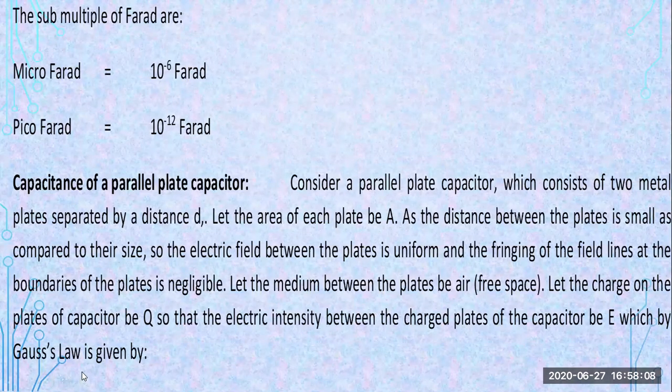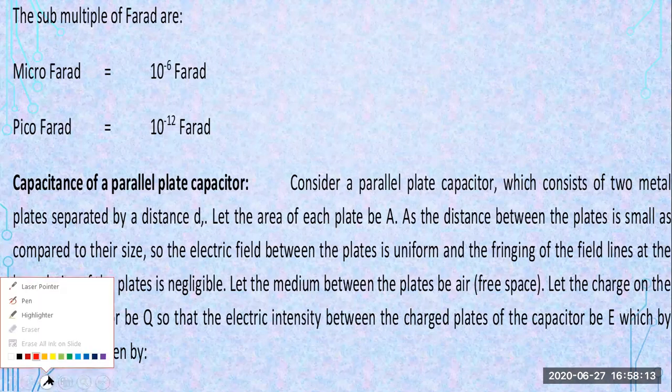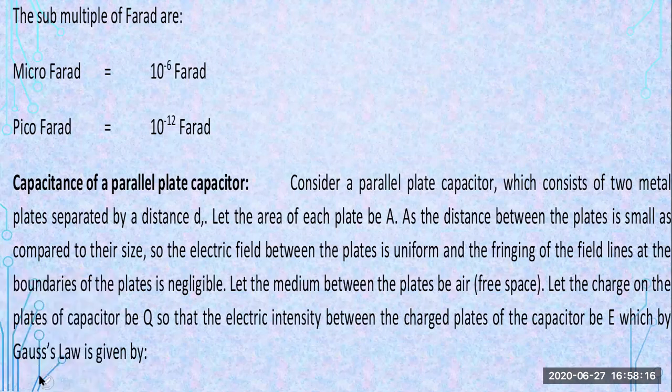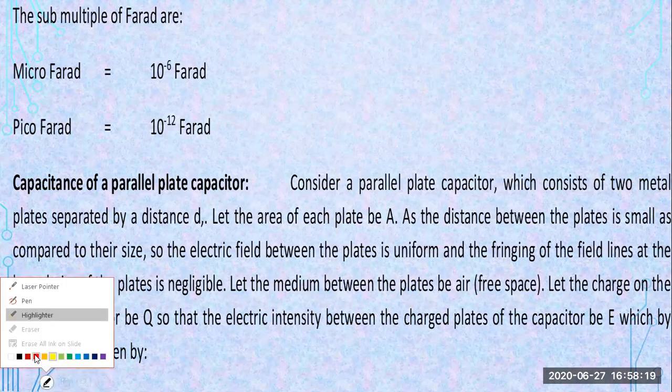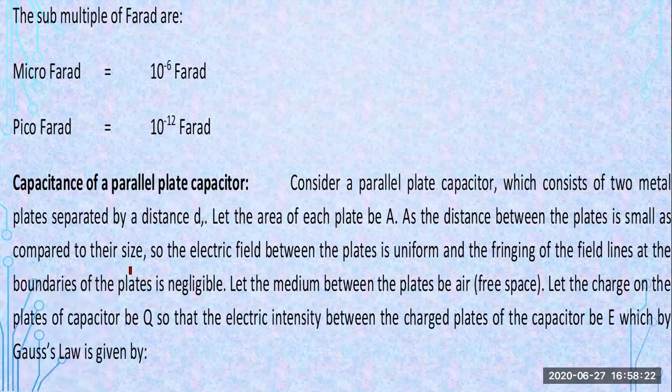Now, today's topic is the capacitance of a parallel plate capacitor. If you look at a parallel plate capacitor, it consists of two metal plates separated by a distance d. The distance between the two plates is d. These are all the steps which we have already discussed in detail. Let the area of each plate be A.